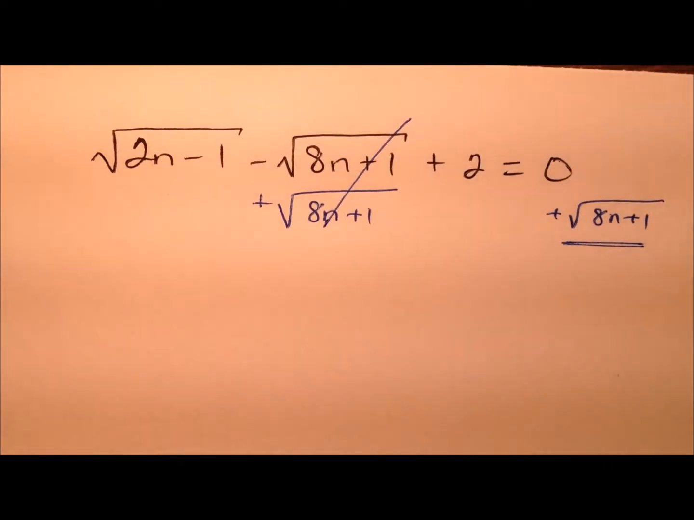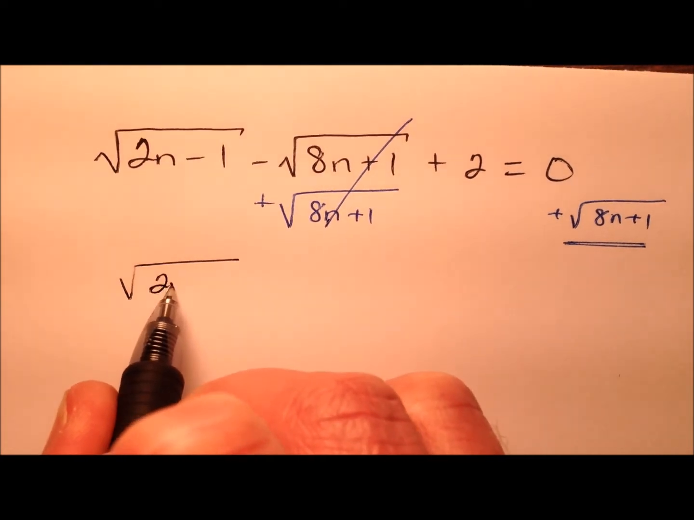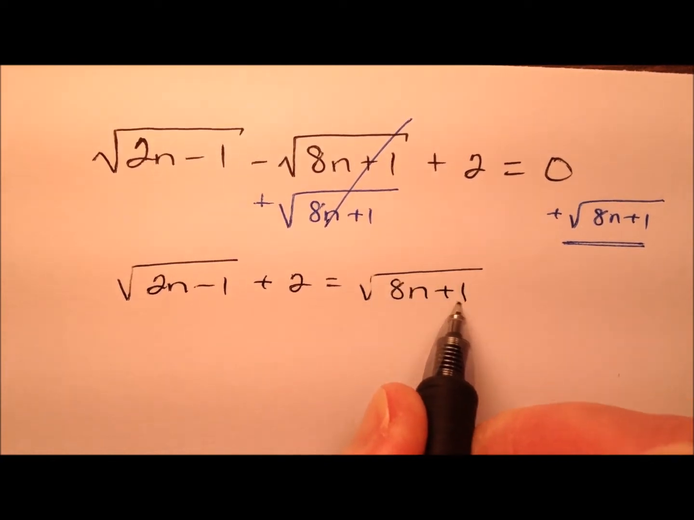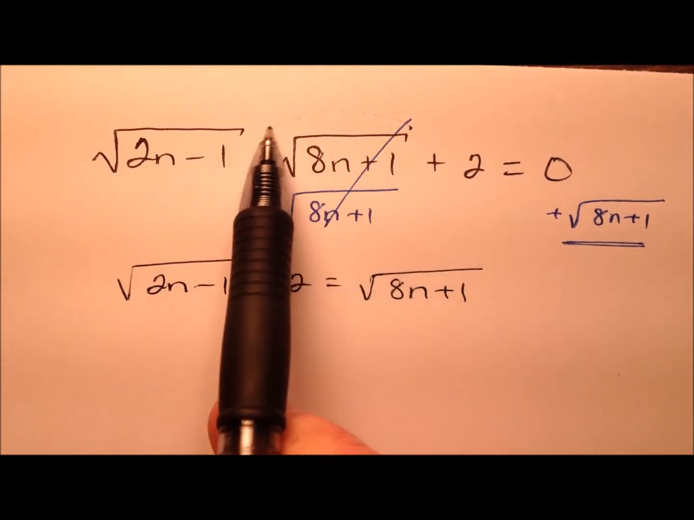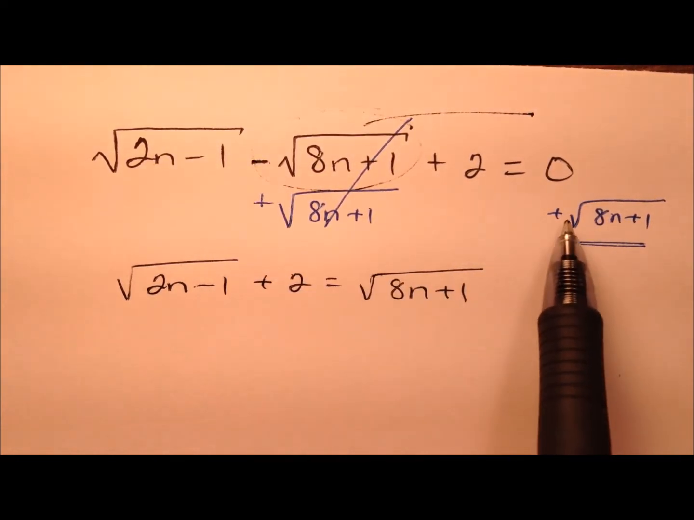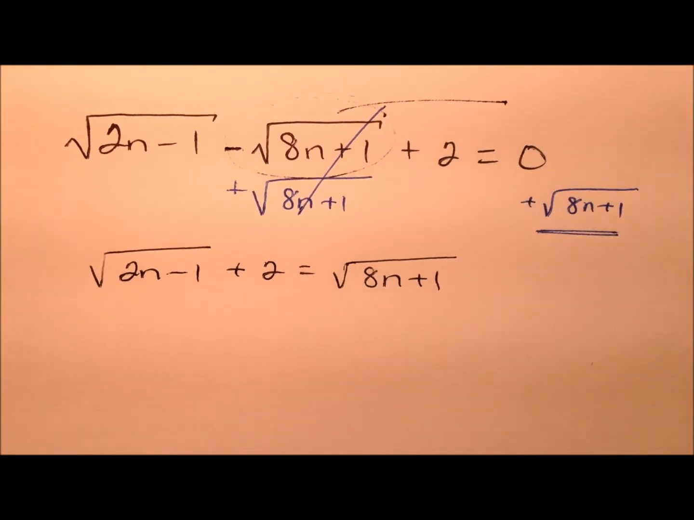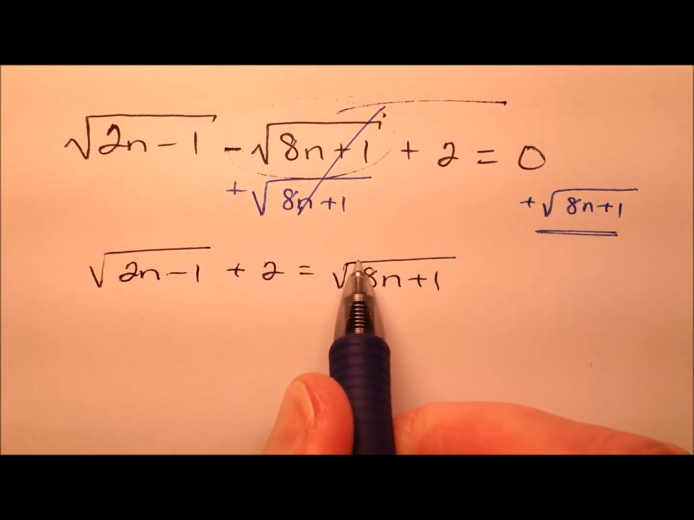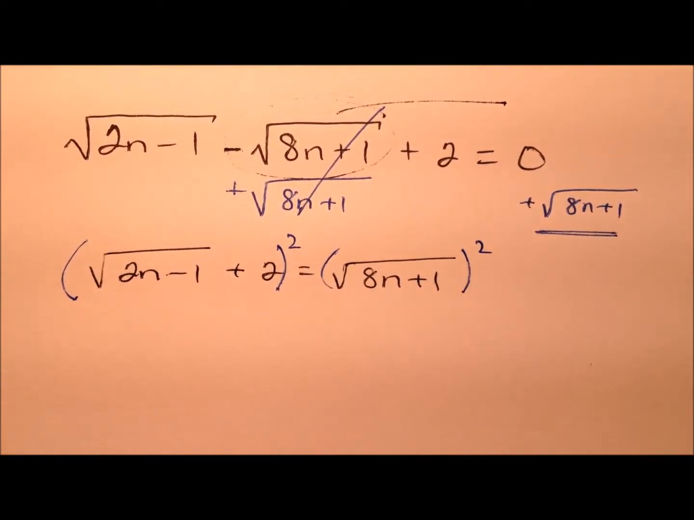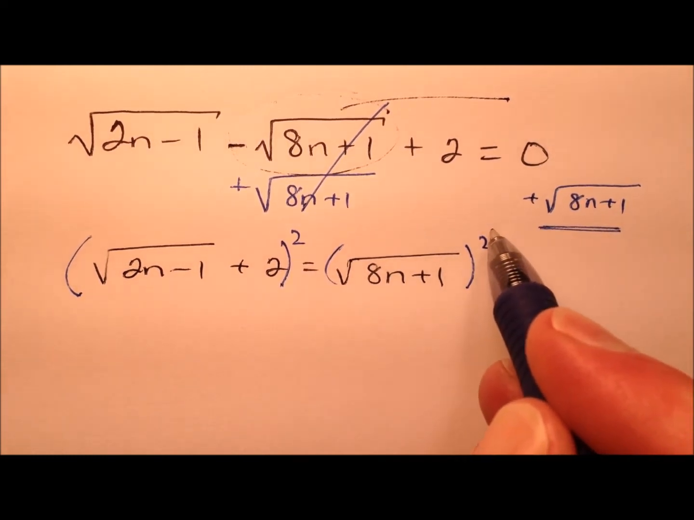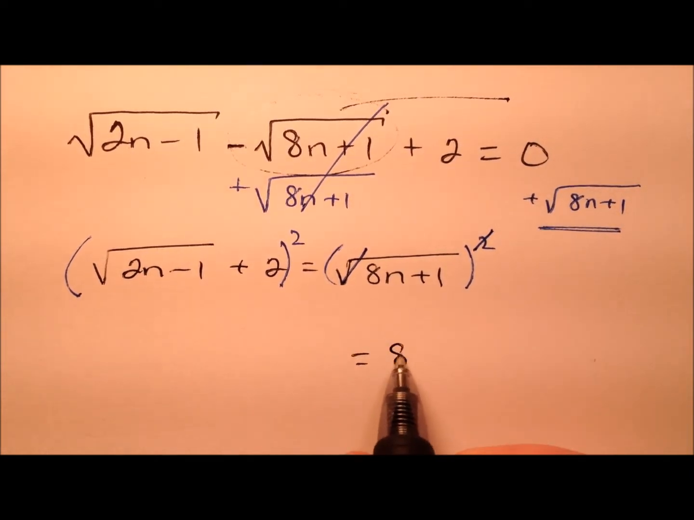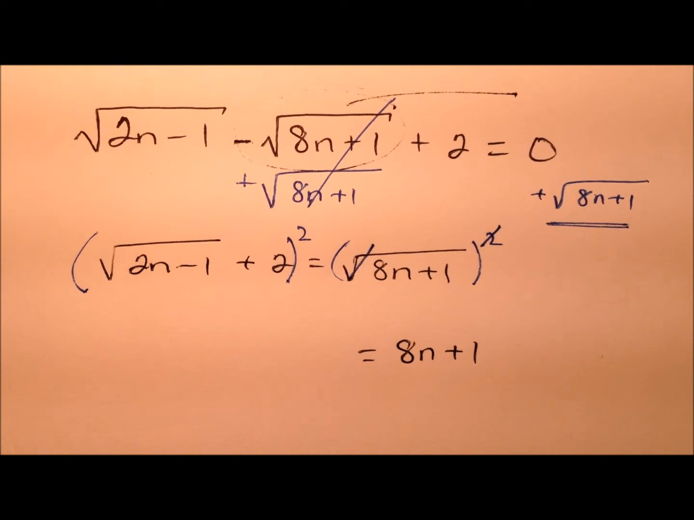So what we have right now is the square root of 2n minus 1 plus 2 equals the square root of 8n plus 1. The reason we chose to transition this term over to the right side is because it was negative on the left side, so we know it'll be positive over here on the right side. Now it's time to do the inverse operation of the square root, which is squaring both sides of this equation. On the right side, the square and the square root cancel one another out, and we'll be left with just 8n plus 1, no more square root.